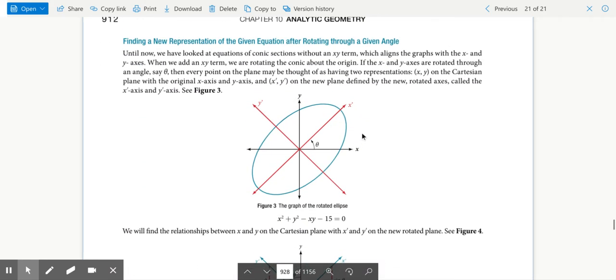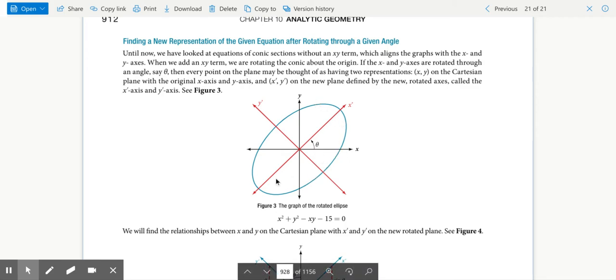So this is what a rotated conic looks like. This is specifically an ellipse, right? Notice in the equation, we now have an xy term. So this is an ellipse that has been rotated a certain number of degrees. We don't know how many, it just says theta. So it's been rotated by theta.